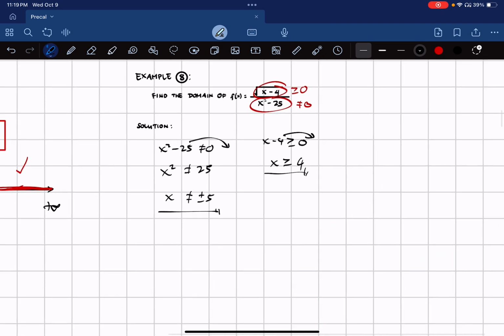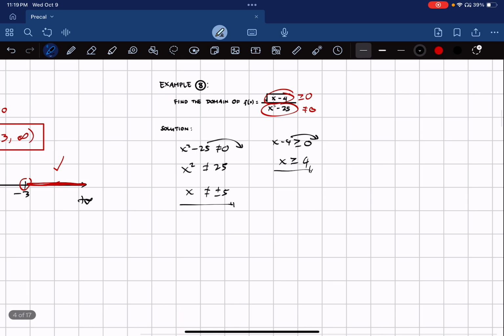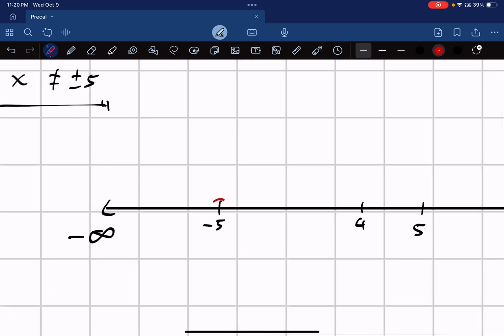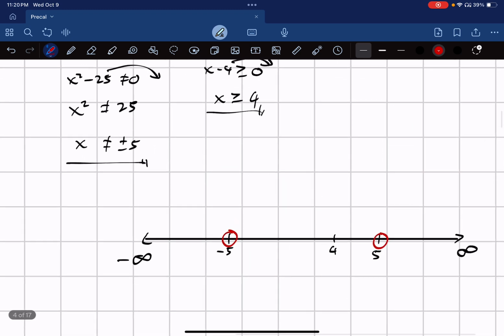Now, let's plot it on the number line. Negative infinity, positive infinity. So we have negative 5, 4, and 5. Now, since 5 and negative 5 are not included, open circle. And 4, since x is greater than or equal to 4, meaning 4 is shaded, and it goes to the right.